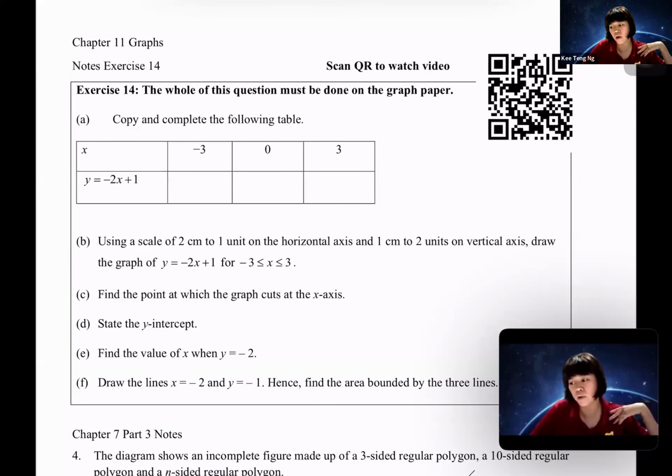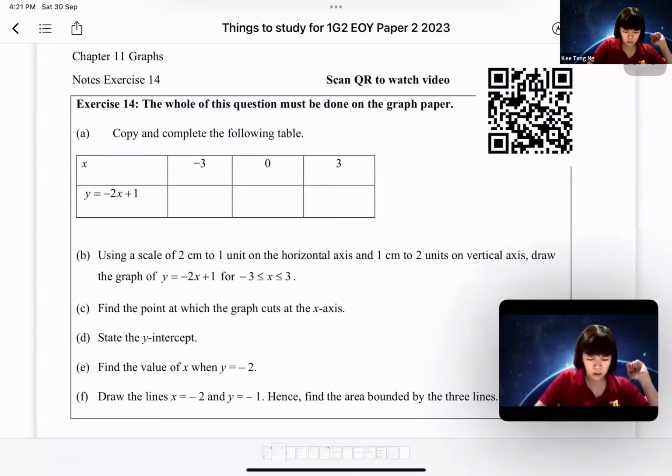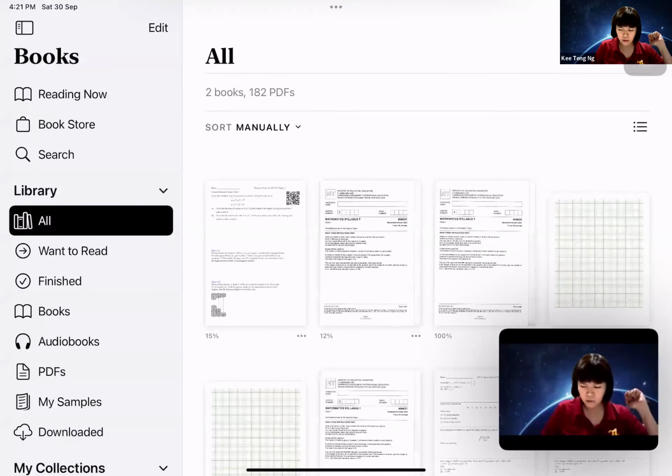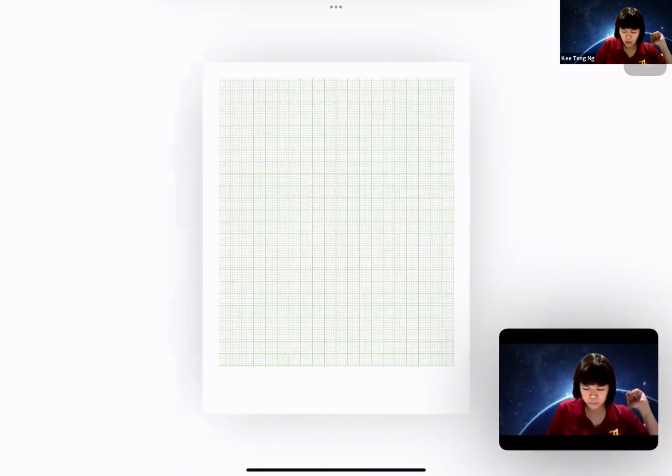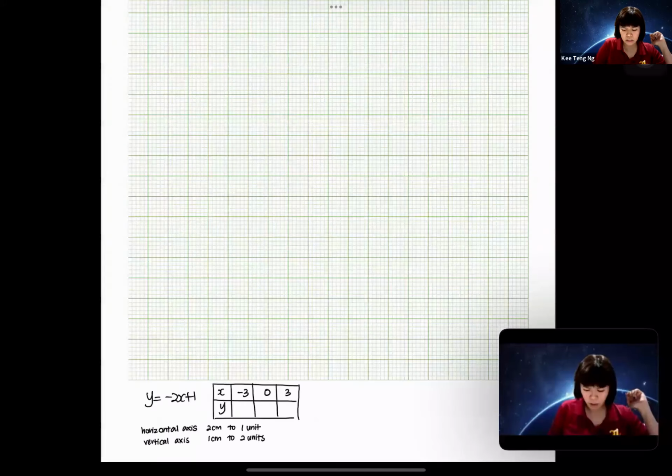In exam, your graph paper will be printed on it, so you draw in the black and white grids. And then copy and complete the following table. So I need this following table here. I already drew my table for the values. So how do I find the values inside the table here?